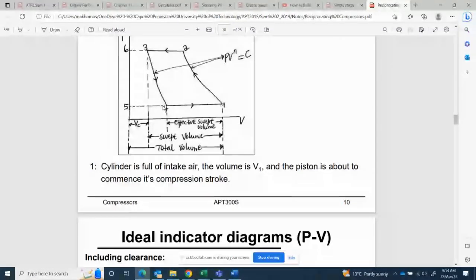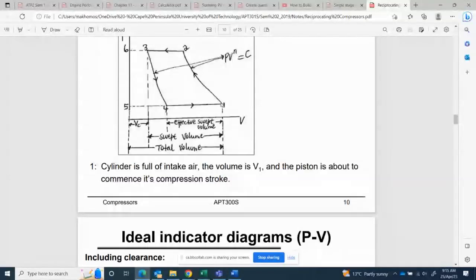Now at number 4, the inlet valve opens to allow a new charge of air to enter. So between 4 and 1, the valves are open, and the piston now is moving back. At that point, the cylinder is full of new charge of air, and then both valves close, and then the process starts again. I'm going to repeat that again so that you understand.